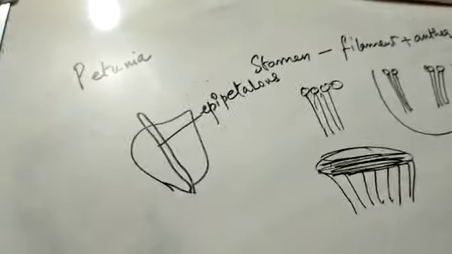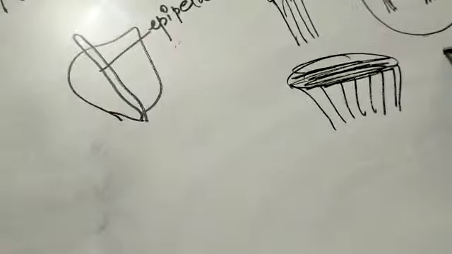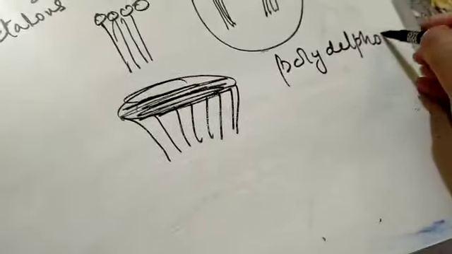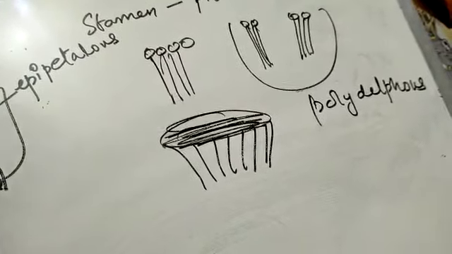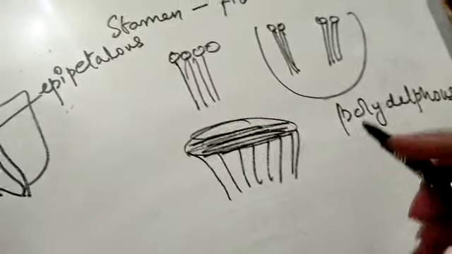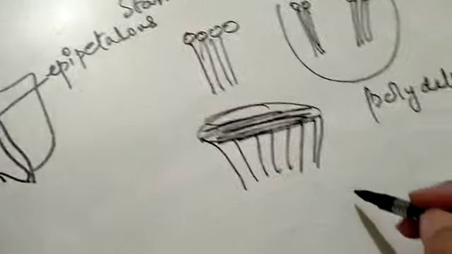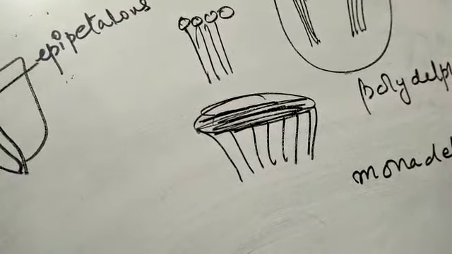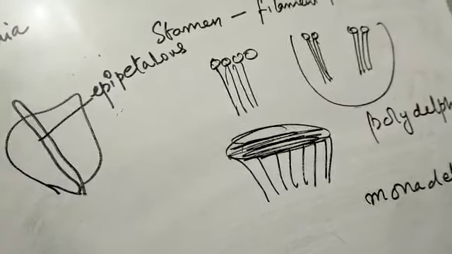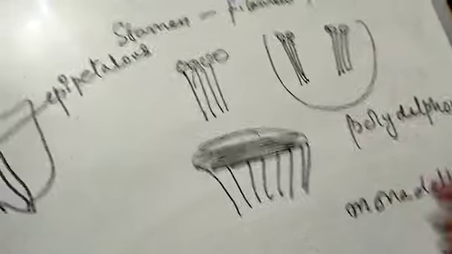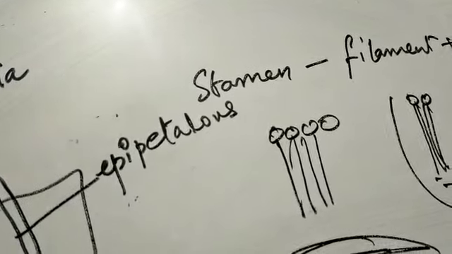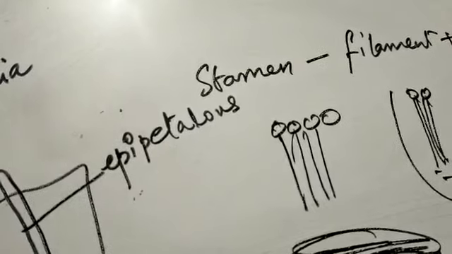When the anther is free, it is called polydelphous condition. Poly, as I told you, is many. But if they are fused together to form one bunch, as in China rose, then it is called monodelphous condition. If they are fused in two bunches like this, then it is called didelphous. Not more than this. Either it could be poly, mono, or didelphous condition.